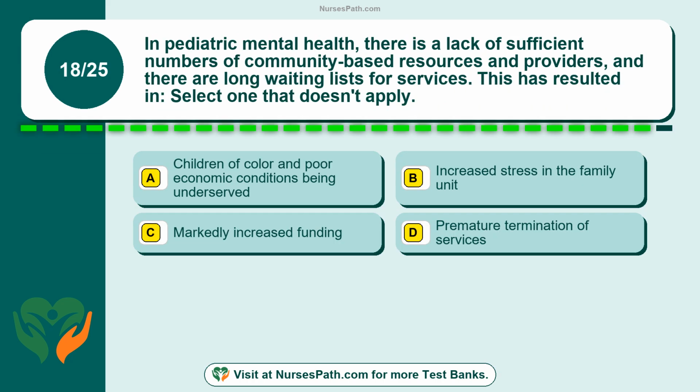Question 18. In pediatric mental health, there is a lack of sufficient numbers of community-based resources and providers, and there are long waiting lists for services. This has resulted in, select one that doesn't apply. Option A. Children of color and poor economic conditions being underserved. Option B. Increased stress in the family unit. Option C. Markedly increased funding. Option D. Premature termination of services.